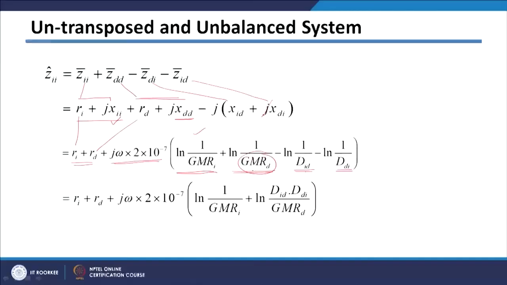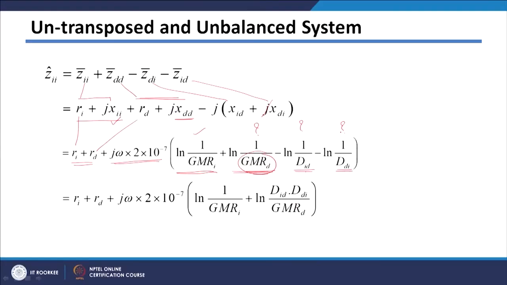Whenever we are considering earth as a conductor, it has very enormous dimensions, and because of that the GMR of earth is very difficult to get. So, we don't know this quantity. Similarly, since we do not know where the earth conductor is lying inside the earth, we do not know the distance between the earth conductor and conductor i. So, this term is also not known.